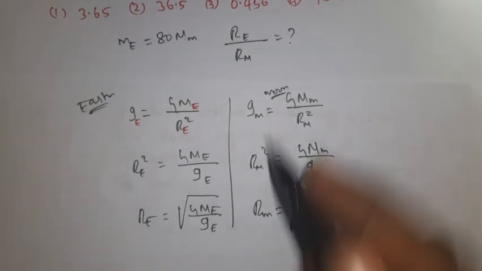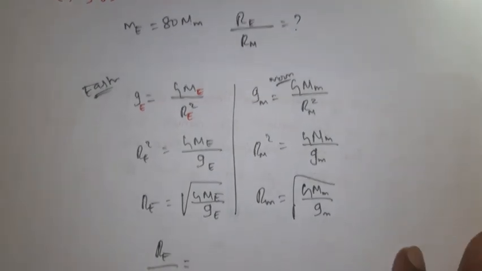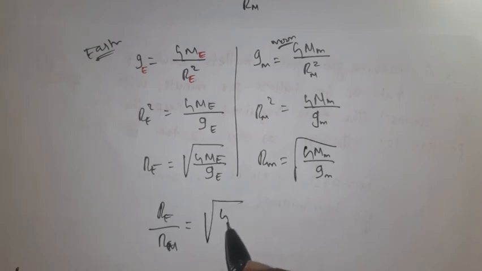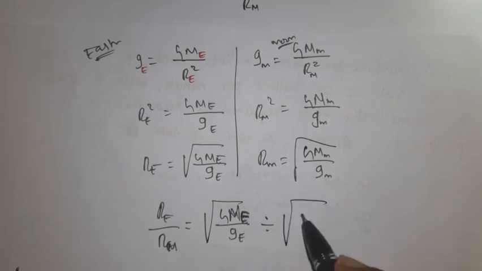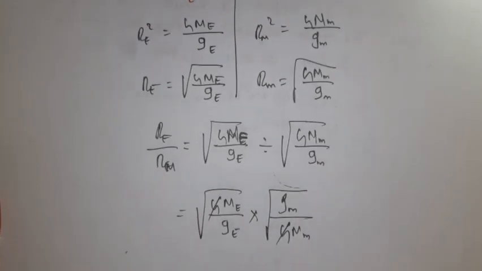Now we can find the ratio Re by Rm. Re by Rm is equal to root of G Me by ge, where e should be small, this is the mass of the earth, divided by root of G Mm by gm. Now, root of G Me by ge, if we do the multiplication, this will be the reciprocal, gm by G Mm. This G is going to be cancelled. Then the mass of earth, Me.